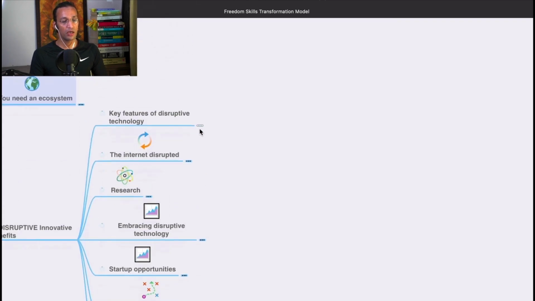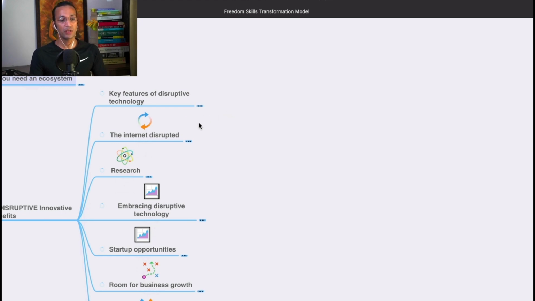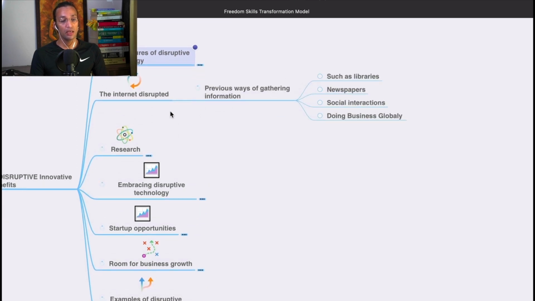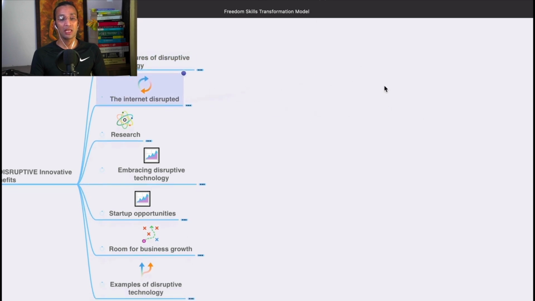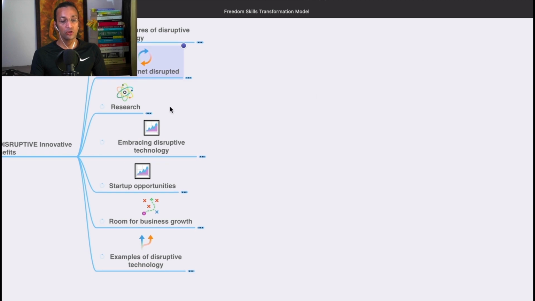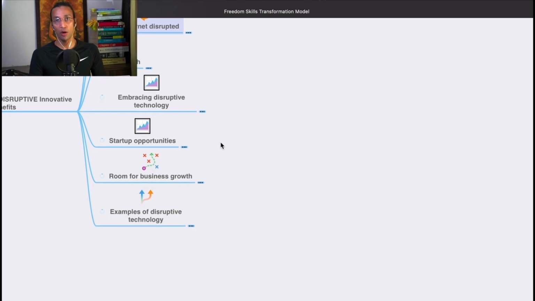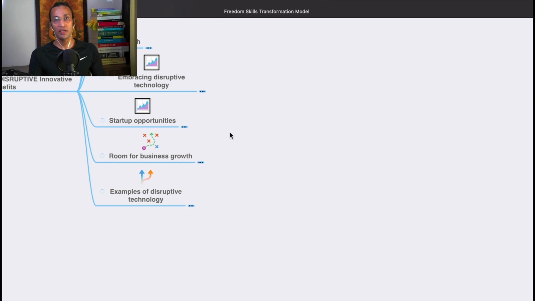So, disruptive innovation benefits. There are a lot of benefits. A key feature of disruptive technology is that when this type of technology enters the market, it changes the entire industry. That is the first benefit. For example, the internet disrupted social life, libraries, newspapers, social interaction, doing business globally. Everything was disrupted when the internet came. Research also got disrupted. It embraces disruptive technologies and supports startup opportunities. New opportunities and room for business growth will be there. These are disruptive innovation benefits.